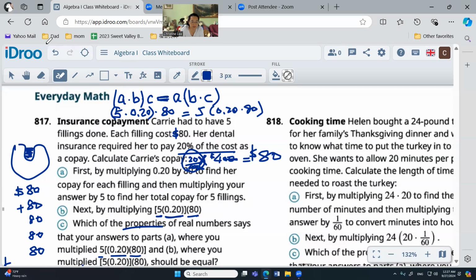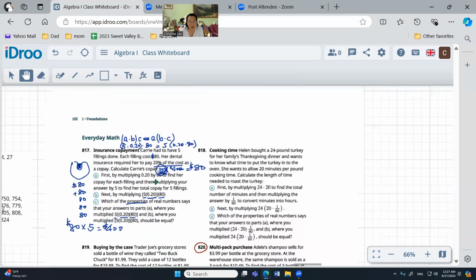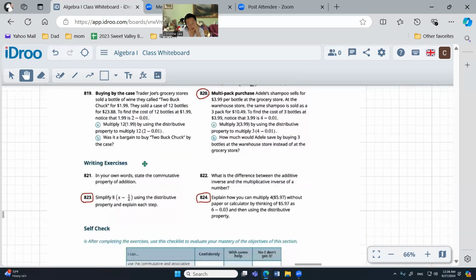Okay. Should be equal. Which of the properties says this should be equal? Associative property. Okay, let's skip all this word problem. I really don't like word problems.